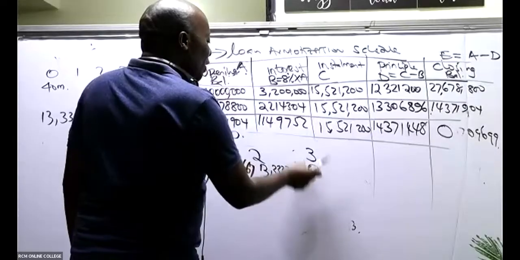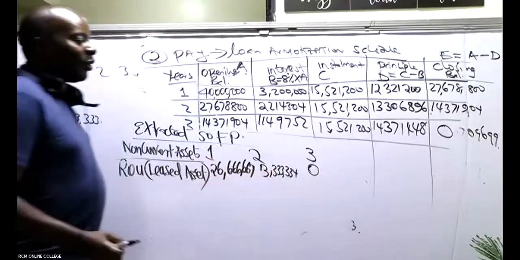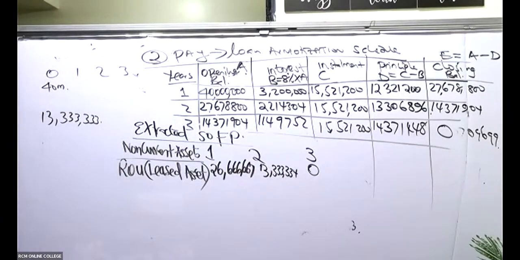Even if you're left with 1 shilling, you can't write 1 shilling. We expect the asset to be fully depreciated at the end of the lease life.